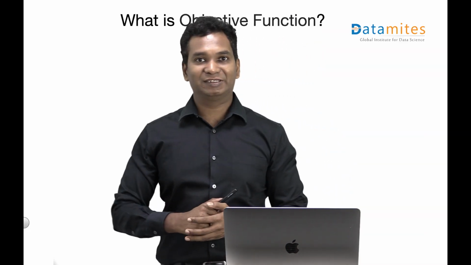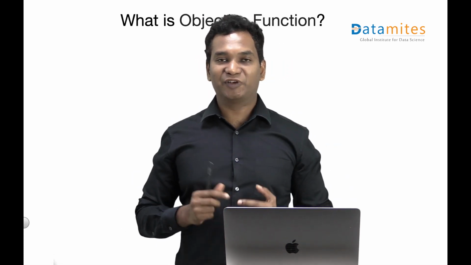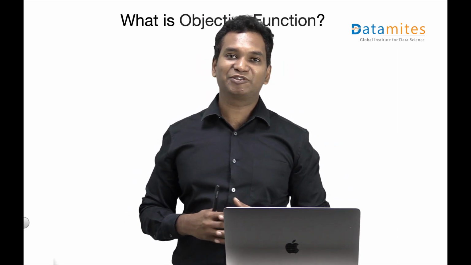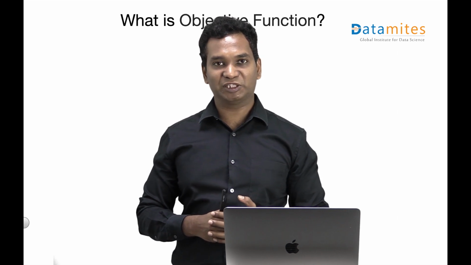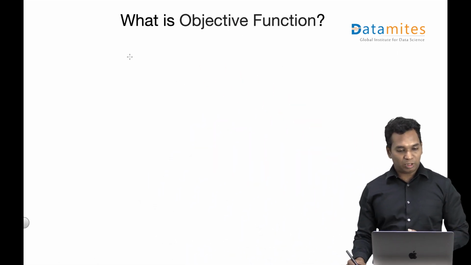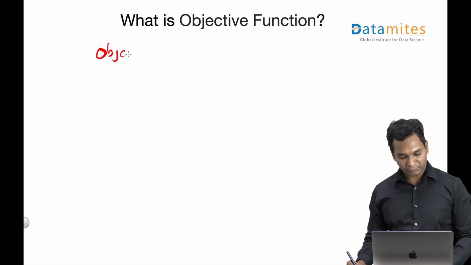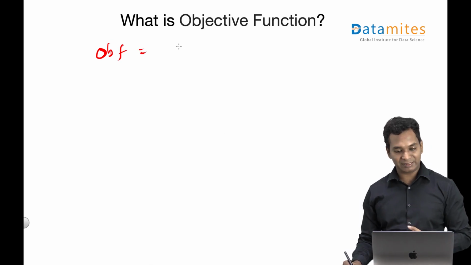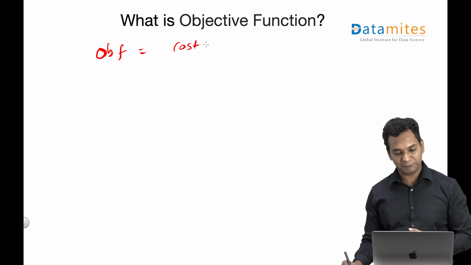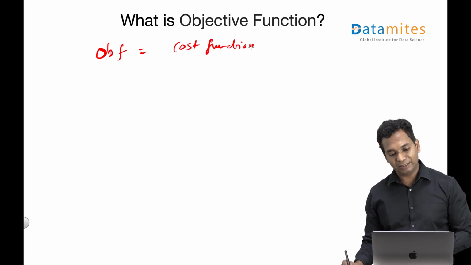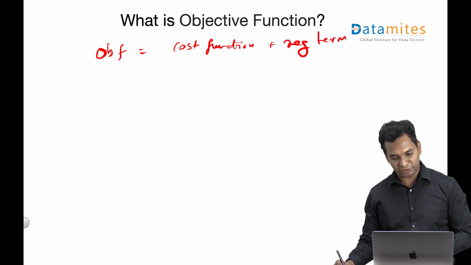And in this video, we're going to look at objective function. Objective function is a very important concept and it's actually the heart of your machine learning optimization. So what is it? The objective function, I'll just write it as OBF, contains two terms. One is a cost function or a loss function. The other one is your regularization term.